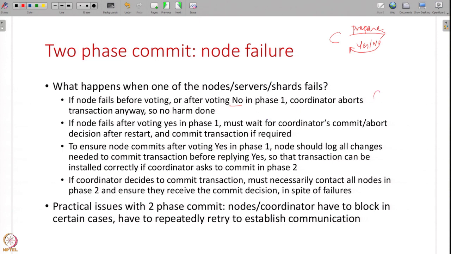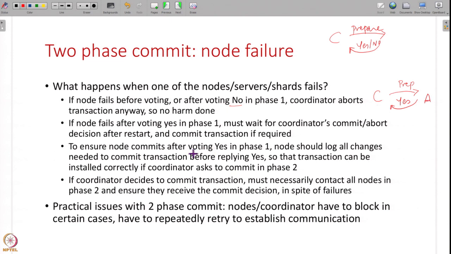But if a node voted yes for the prepare message and then it crashed, then what? Then you have to follow up on this transaction. You must restart, try to contact the coordinator, find out what happened, did that transaction commit or abort, and if it has committed, then A should also commit the transaction. So A must remember all of this after it restarts. How does it do that?